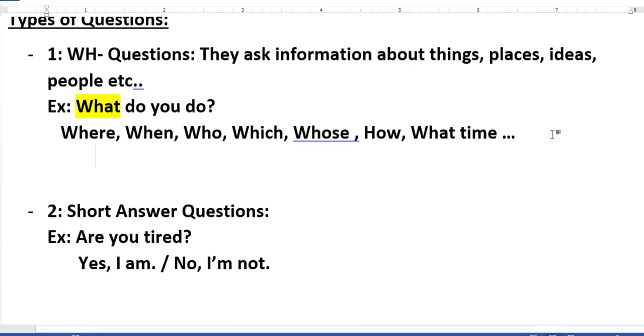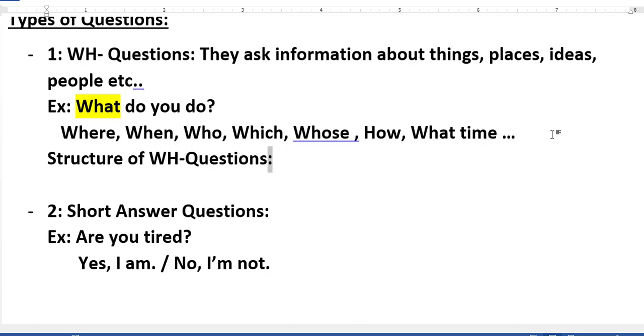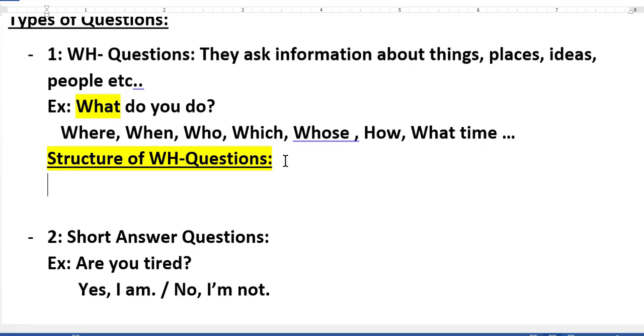So let's go here. The structure of WH questions. All WH questions have one main structure. What do they have? One main structure. So what is their main structure? It's very, very easy. So this is the structure, guys. So in the structure, what do you have?